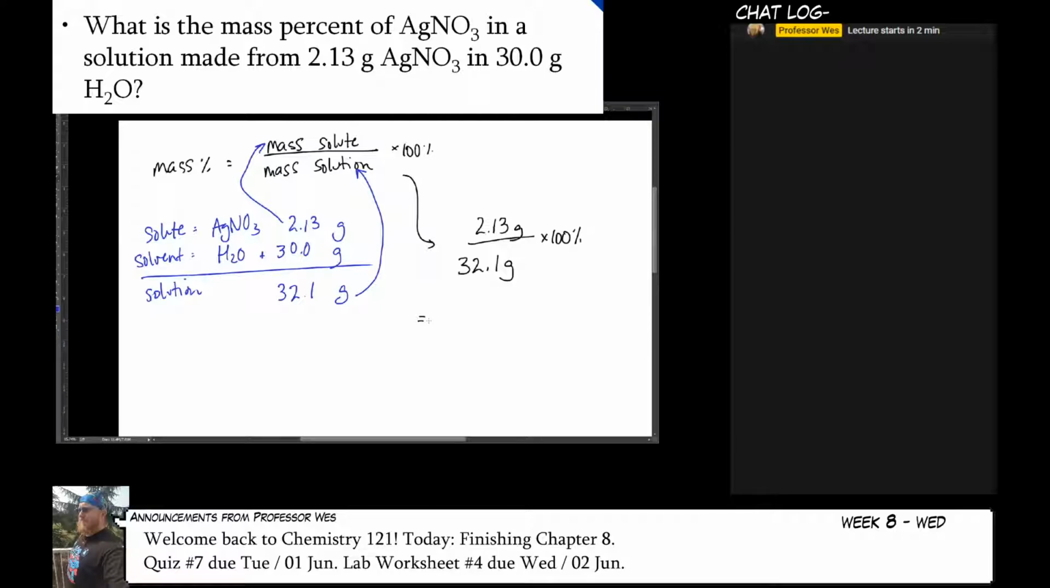I got to find the calculator. There we go. And times 100, and I got 6.64%. And this is AgNO3, and this is mass.